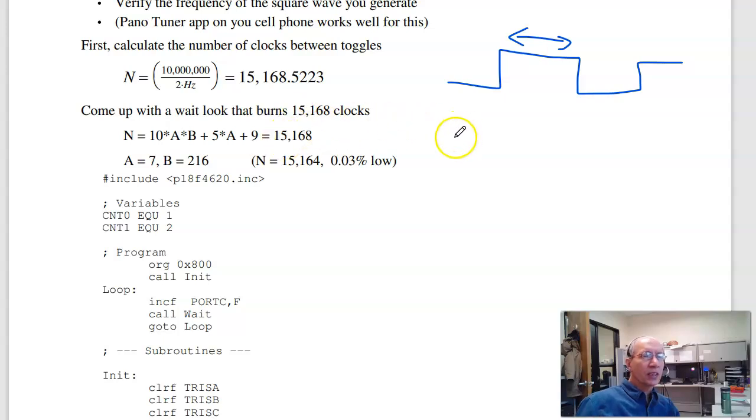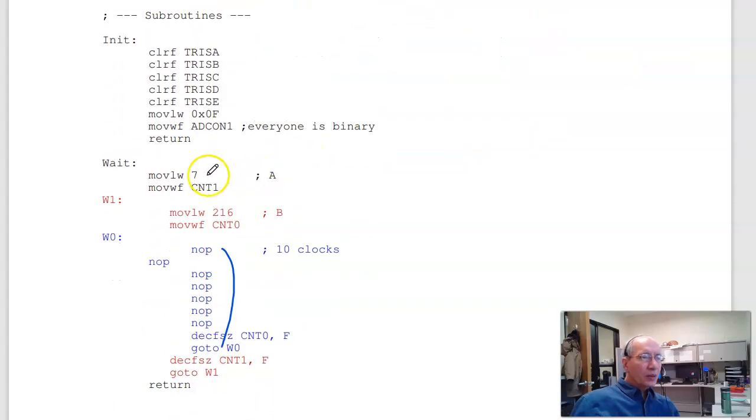Subject to the constraint that all numbers have to be between 1 and 255. These are 8-bit registers. The biggest number is 255. And they have to be integers. So playing around a little bit, one combination that came close is 7 and 216. That gives you 15,164. A little bit off. So there's 7 and 216.